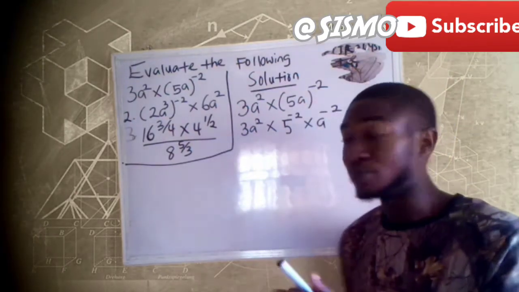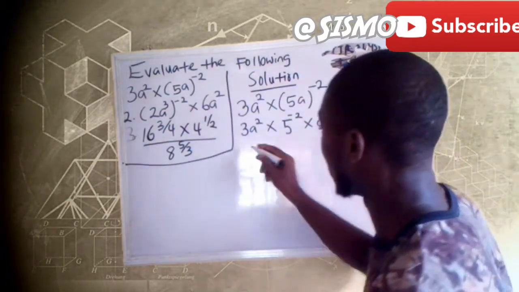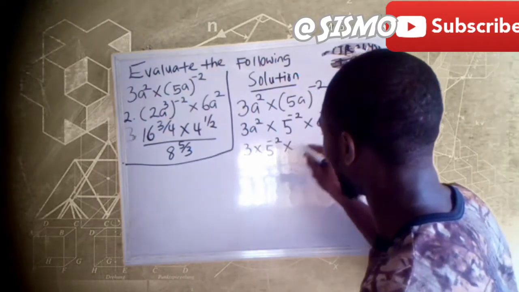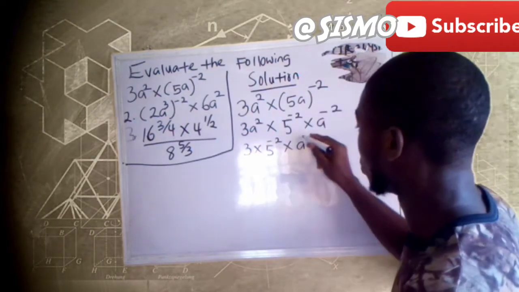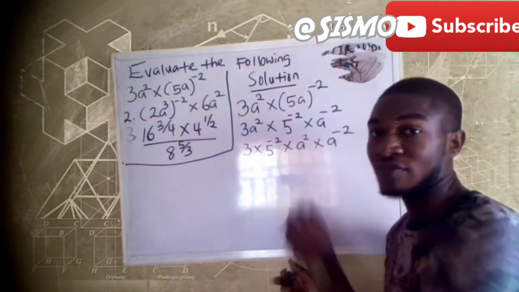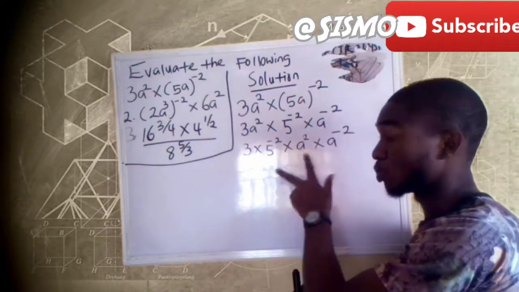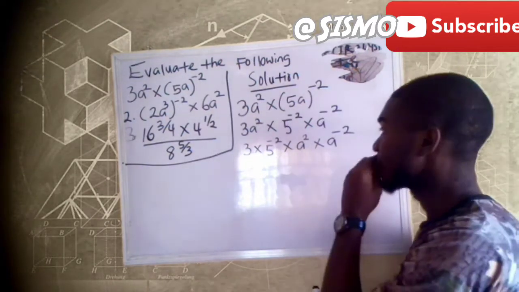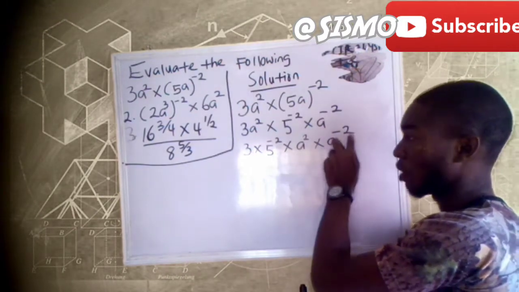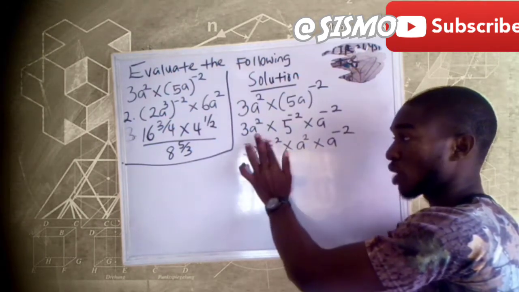So let's collect like terms. Let alphabet meet alphabet, numbers meet numbers. So we're going to have something like this: 3 times 5 raised to power minus 2 multiplied by a raised to power 2 multiplied by a raised to power minus 2. So we now have them in the product form. So what do we do at this point in time? We apply the multiplication law. And here we have that the bases are the same, a times a, so we can add their powers. But in this situation now, we have 3 times 5. The bases are not the same, so we cannot add the powers.